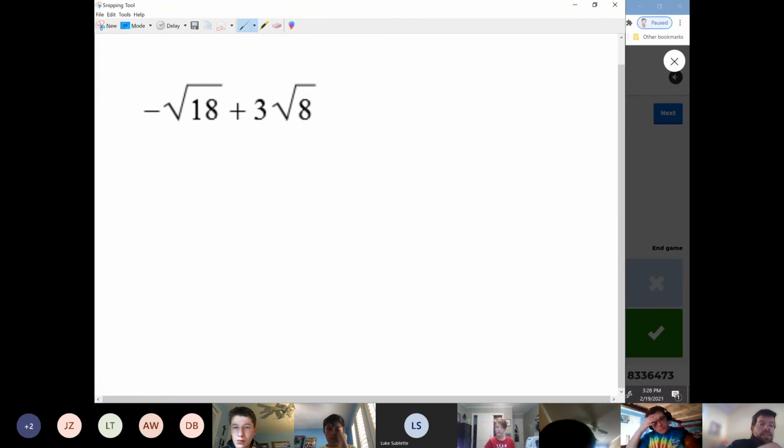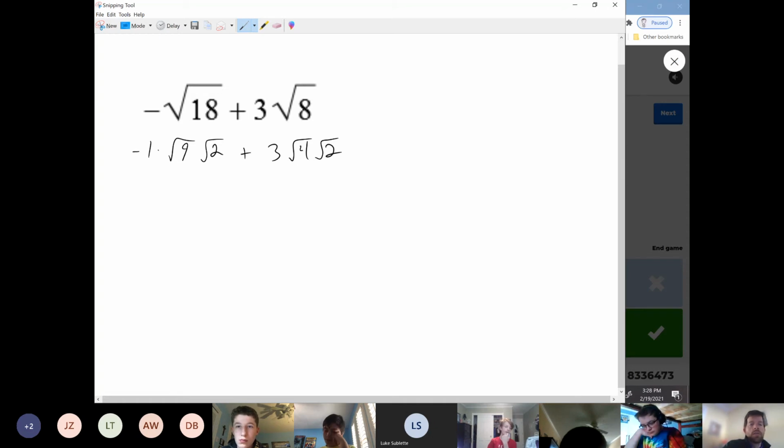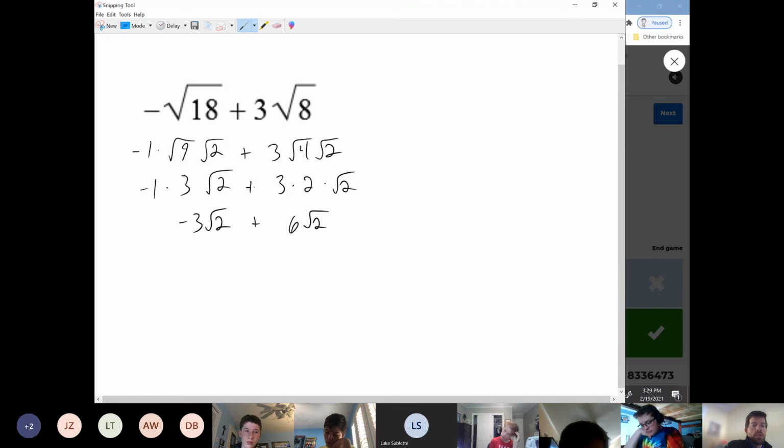But look, 18 is 9 and 2, so I know that. 8 is 4 and 2, so I know that. We got a coefficient out in front. Square root of 9 is 3. So I got -1 times 3 times square root of 2. That's -3 square root of 2. Here, this is 3 times 2 times square root of 2. So that's 6 square root of 2. And there was a plus sign in the middle. -3 plus 6 is 3 square root of 2. Easy peasy, lemon squeezy.